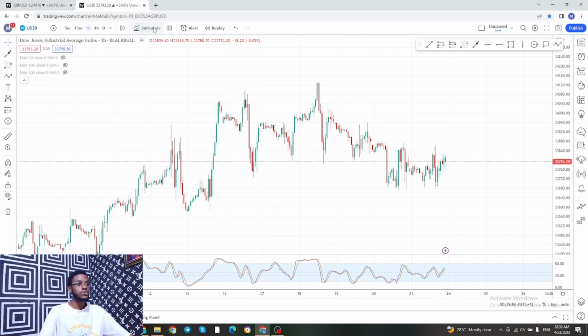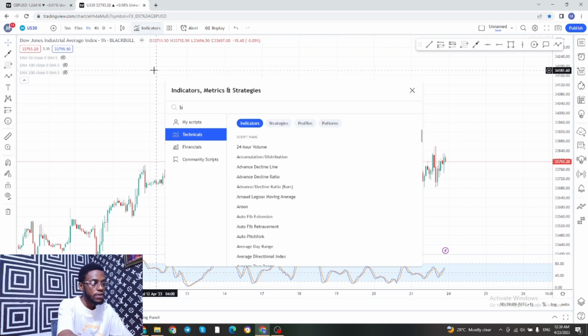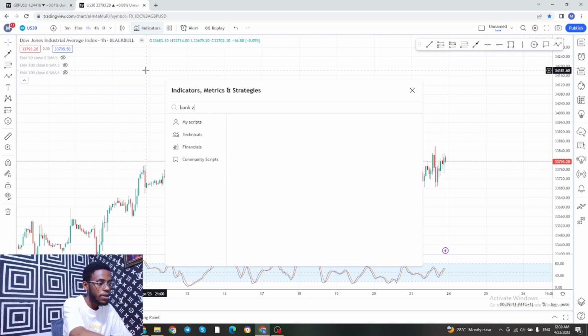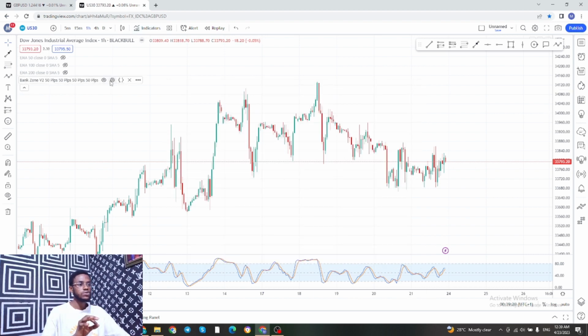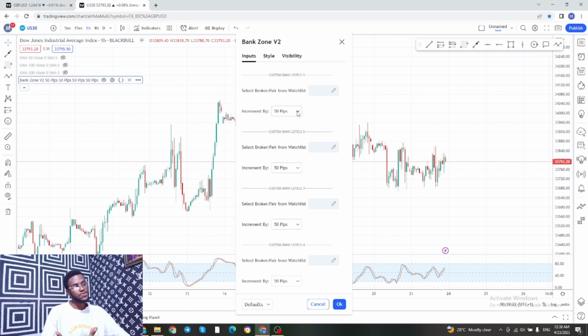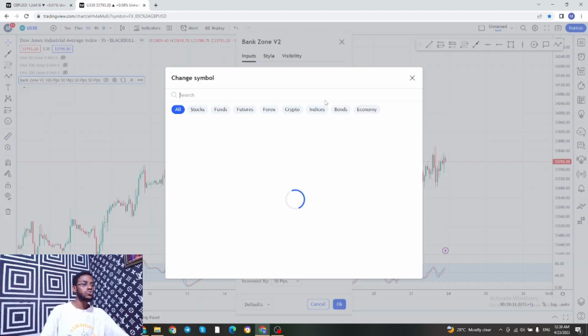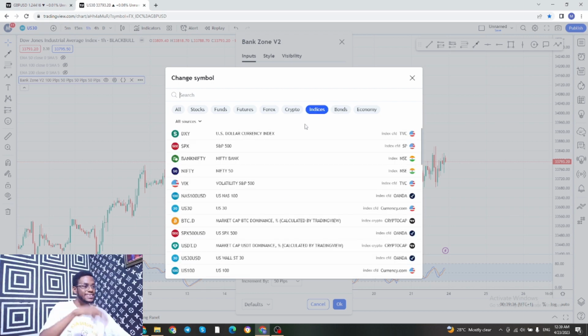It works like crazy. So go to the indicator right here, type in bank zone, pick the first one, bank zone V2. You pick the first one, boom, it's on your chart. So you go to the settings, 50 pips differentials if you want, but for me I use 100 pips differentials because US 30, like I said, is very volatile. The next thing you want to do is choose the pair you want it to show on. Because this is an index, we're going to go to US 30.